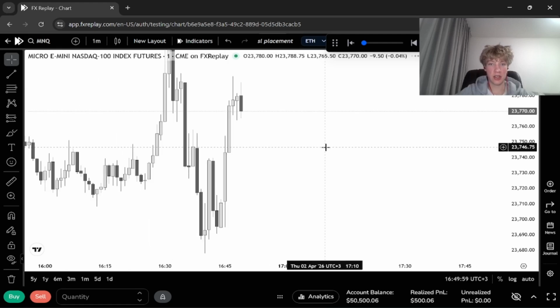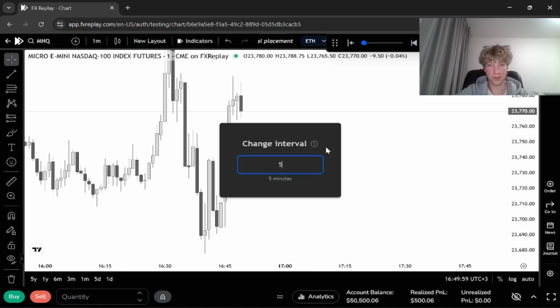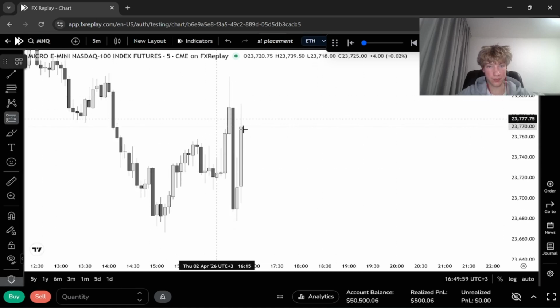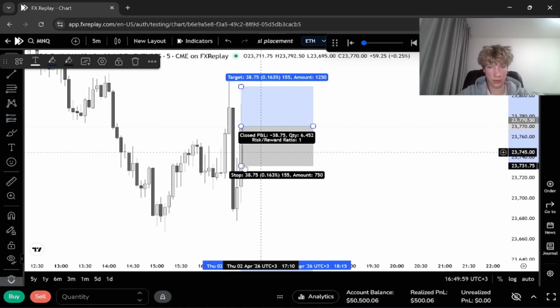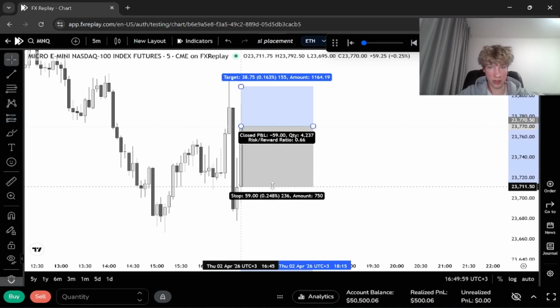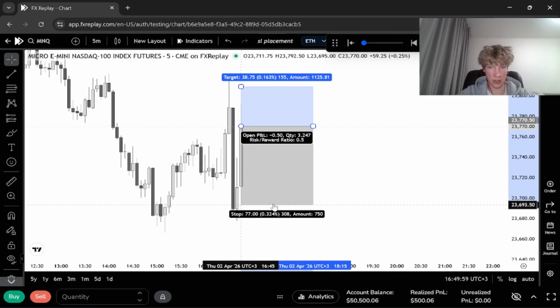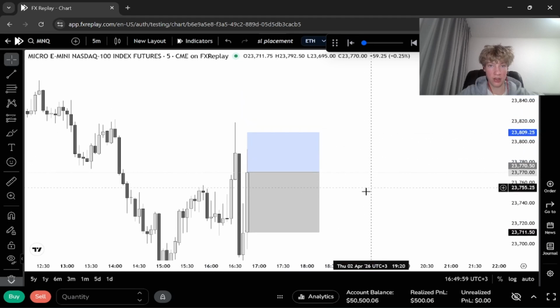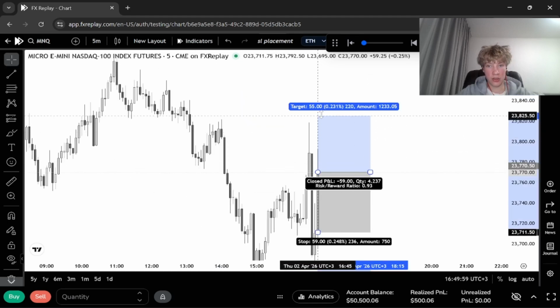So here's a great example. Look at this giant candle. Already a big stop loss. Do we want to place it here? Probably not. So we're going to place it at the body, and we are going to target.